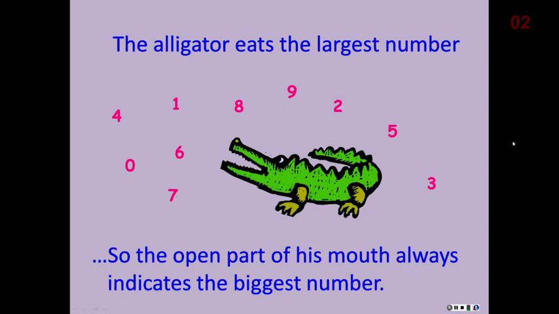I like the alligator. That's what I grew up with, okay? If you guys want to put a duck there, that's okay. But the alligator to me is really easy to remember this. So the alligator eats the largest number. The open part of his mouth always indicates the bigger number. But sometimes we're reading our symbols from left to right. We're using greater than or we're using less than. Depends on what's coming first.